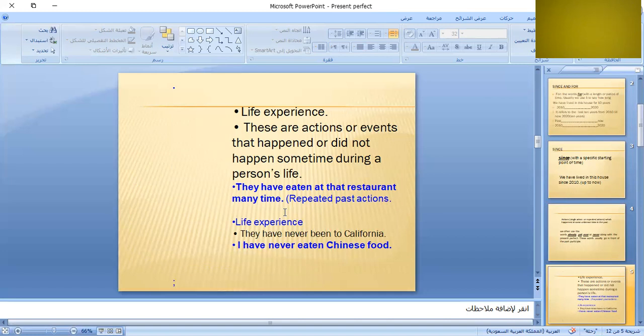For example, these actions or events happened or did not happen sometime during the person's life, from the beginning of your life up to now. For example, when you say, I have never seen a lion, it means from the beginning of your life up to now, you have never seen a lion with your eyes.